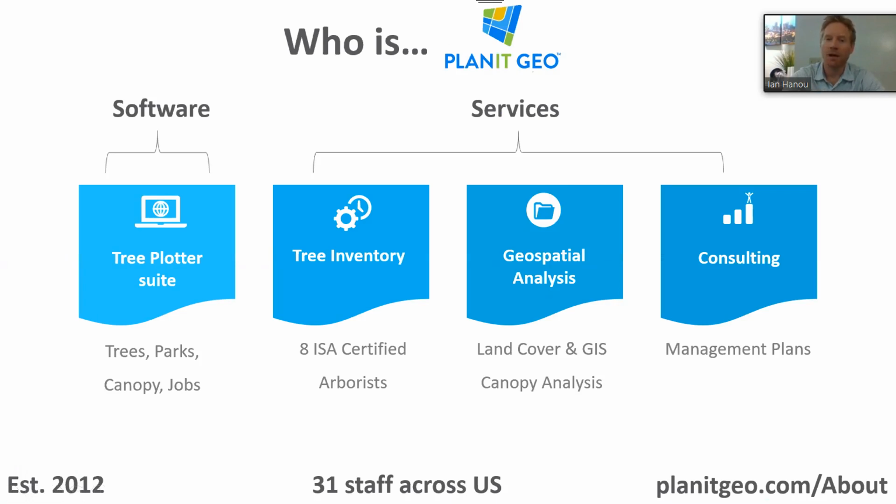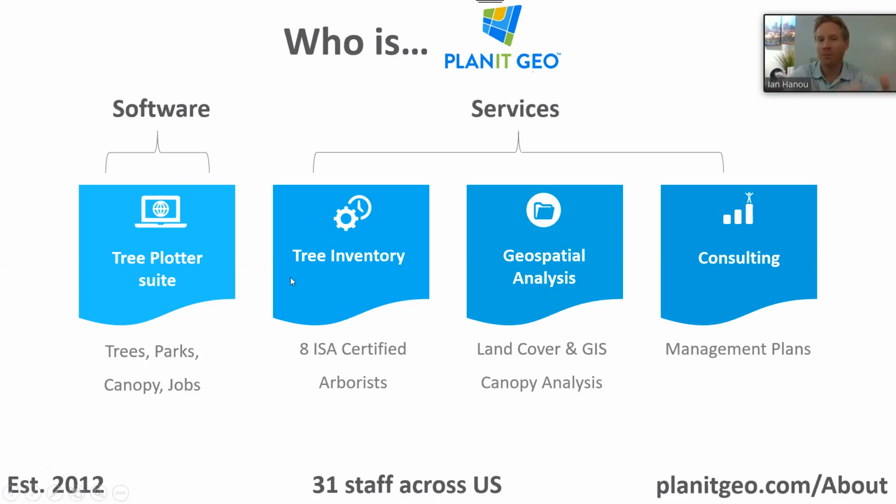Again, I'm just going to provide a fairly high-level introduction. So we have about 30 staff. We're a mix of arborists and GIS professionals and urban foresters and web developers. So we have people who really talk trees, and we have people who really talk technology in terms of web and GIS application development. So at a high level, this is how the company is structured.